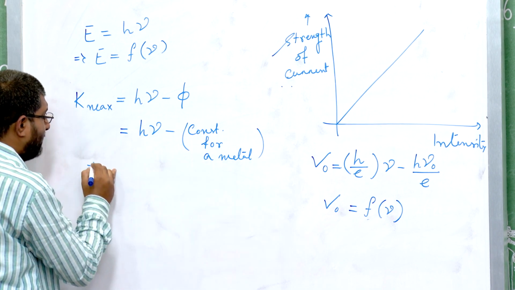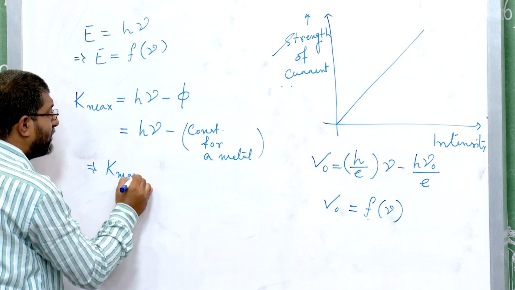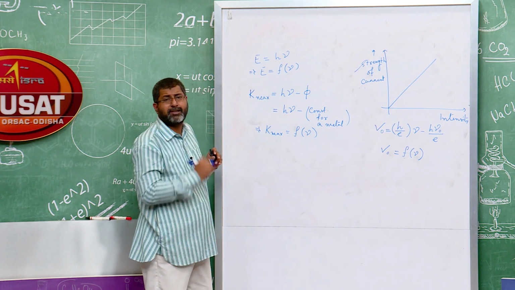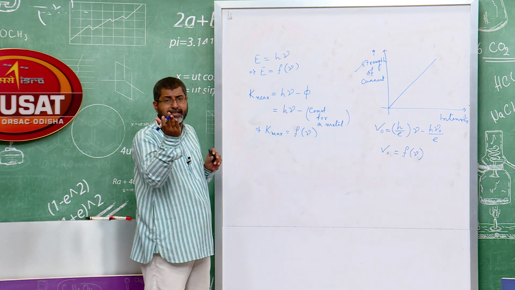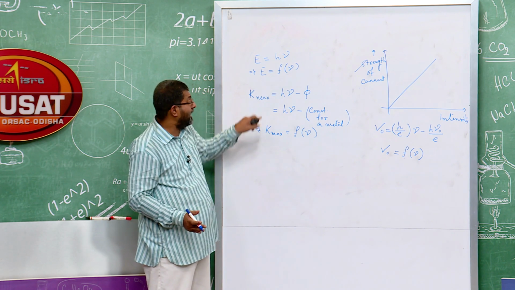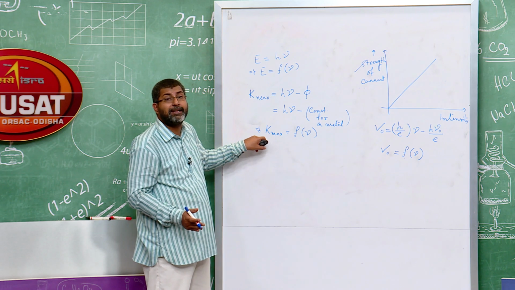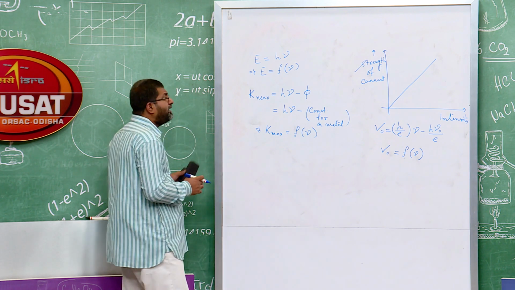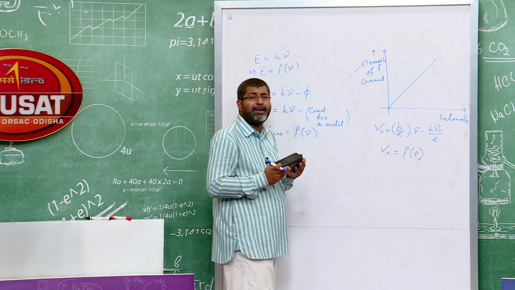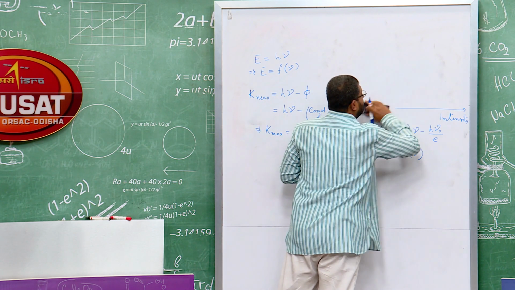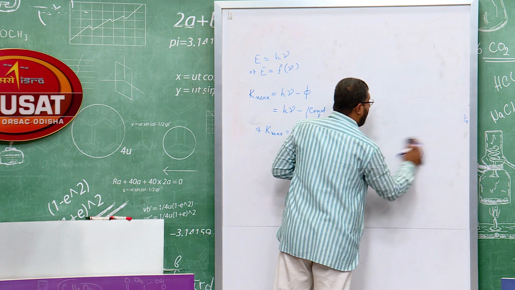So, we know that this K max is a function of nu. That means that as the frequency of incident radiation increases, the energy of a photon increases, and as a result this maximum kinetic energy also increases. So, if we plot a graph between the maximum kinetic energy and the frequency of incident radiation, the nature of the graph will be as follows.